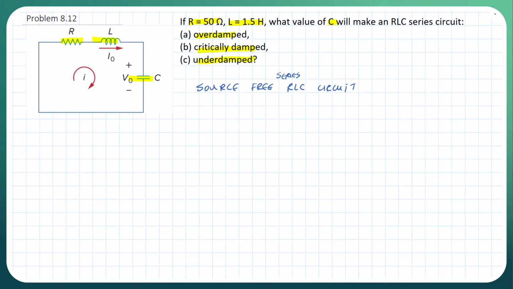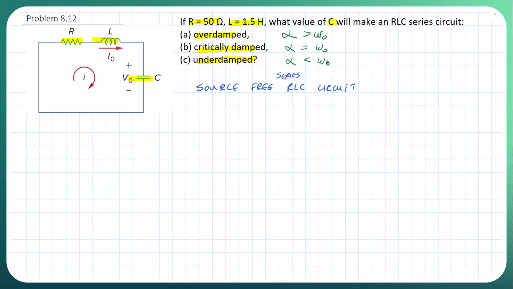Okay, so to do that, we want to go back and look at the definitions of what overdamped, critically damped, and underdamped are. That's going to look at the relationship between alpha and omega naught. So for overdamped, alpha has to be greater than omega naught. For critically damped, alpha has to equal omega naught. And for underdamped, alpha has to be less than omega naught.